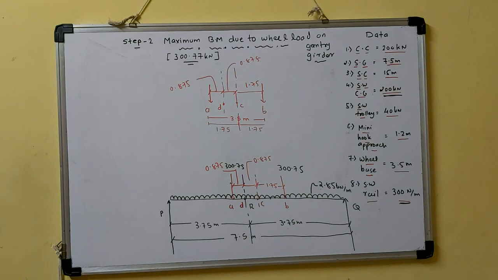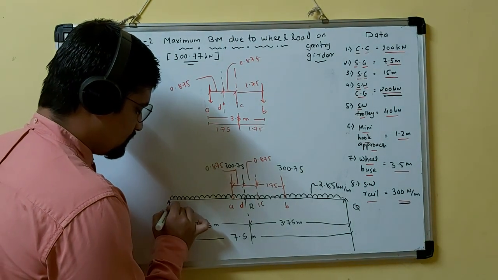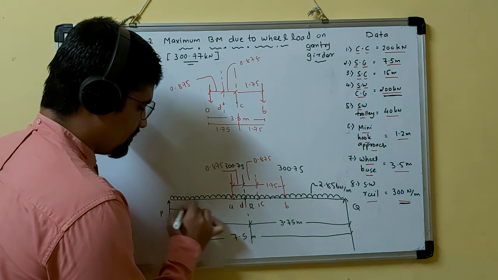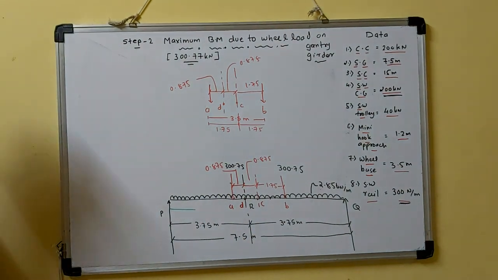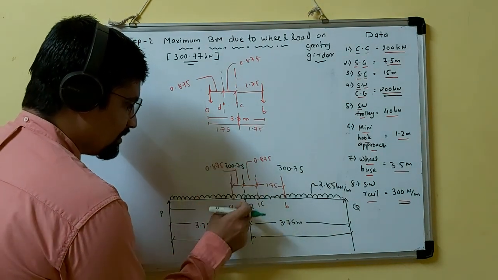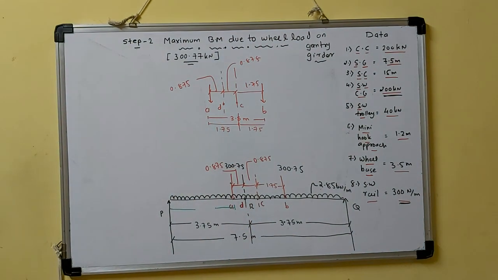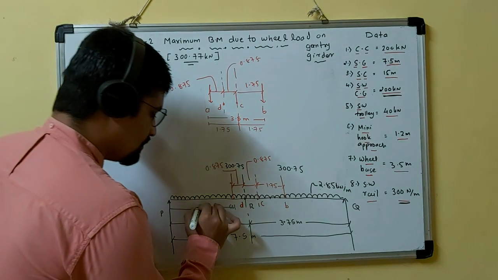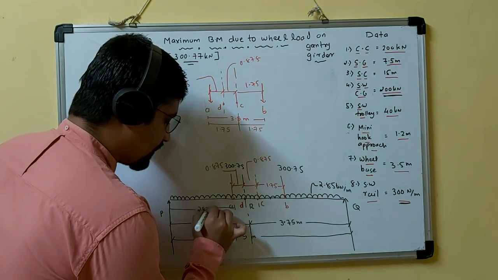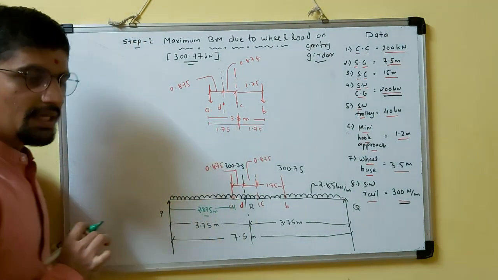Okay, now let's calculate the distance. How much distance the A will be from the P? So we know that 3.75 is this to this distance. So minus 0.875 will give the distance from here. So 3.75 minus 0.875, the distance is 2.875. The distance of A from the P, left side.